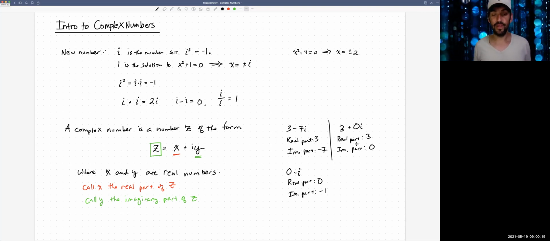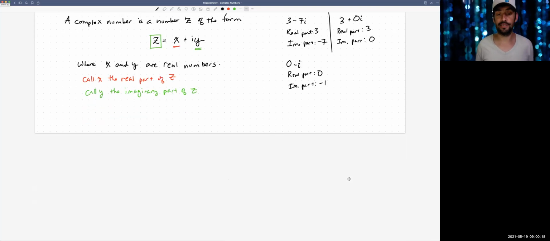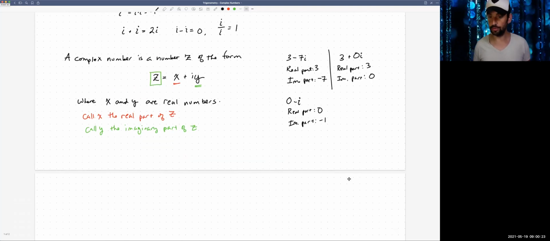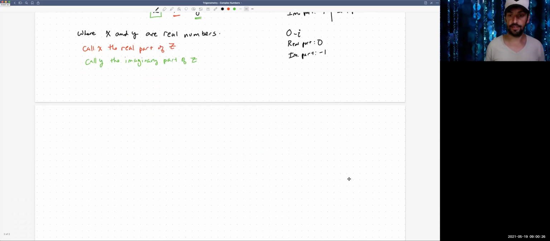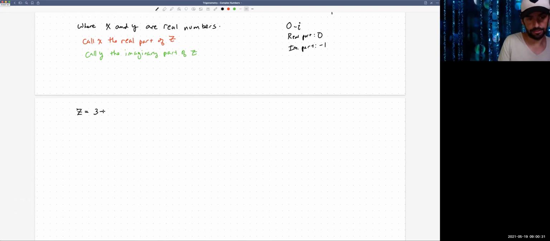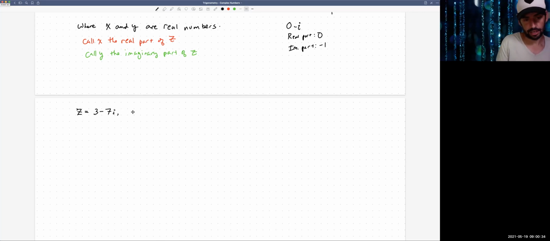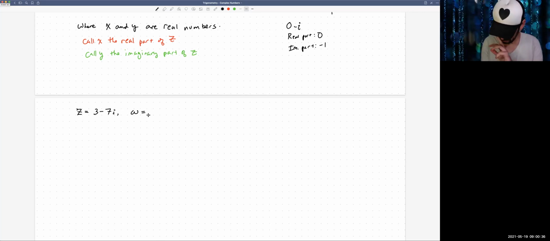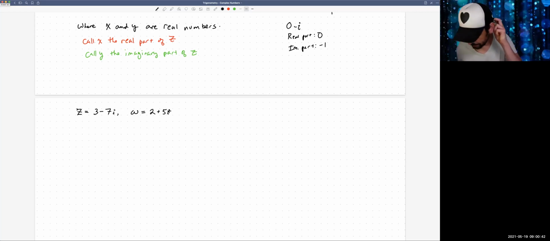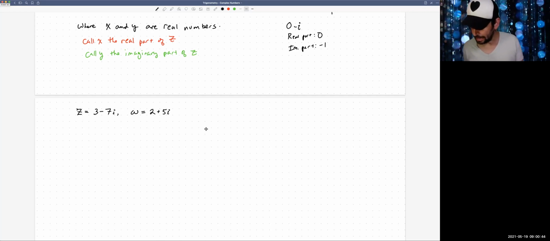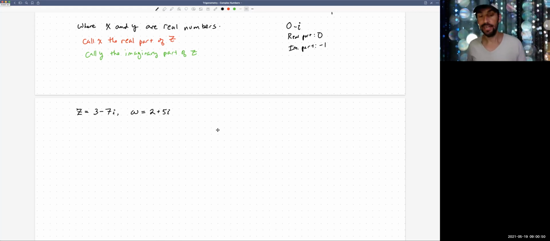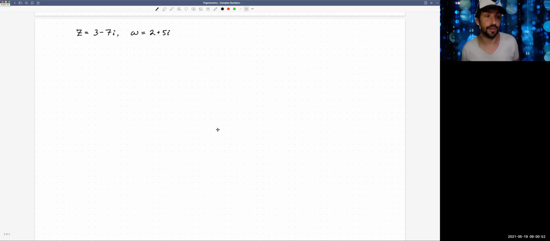Okay, so let's do some more algebra with these. Let's look at some of our operations. So let's be a little more formal with these examples I gave. Let's give them names. So I'm going to call z equals 3 minus 7i. And I'll use w to be what the other one was, 2 plus 5i. Okay, so I want to see what happens when we add, subtract, multiply, and divide these numbers, okay? Just to get some basic familiarity with these.